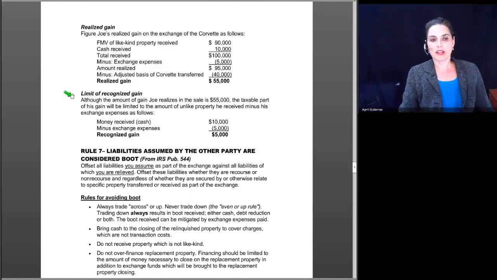So this is the realized gain. What is the limit on the recognized gain? Although the amount of gain Joe realizes is $55,000, the taxable part of his gain will be limited to the amount of unlike property he receives minus his exchange expenses as follows. He looks to the cash he received, which is $10,000, and the exchange expenses are subtracted from that, and that's why his taxable gain is going to be $5,000.